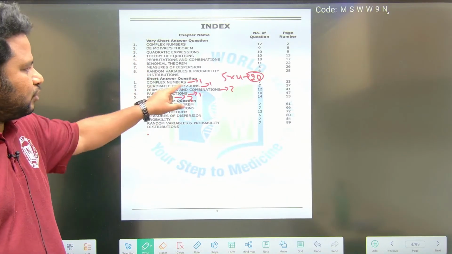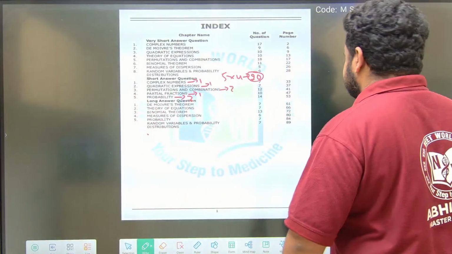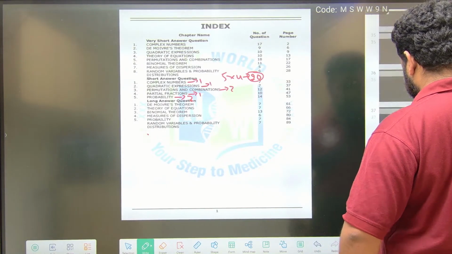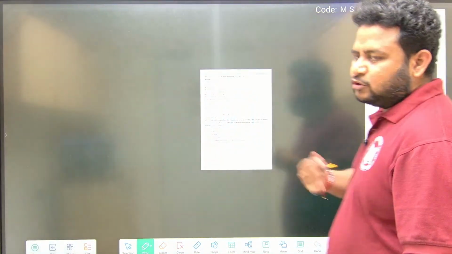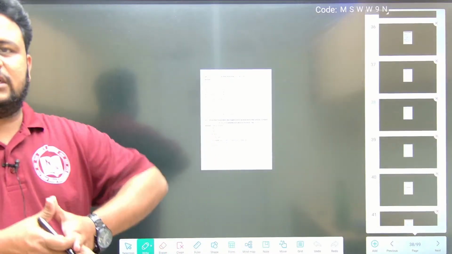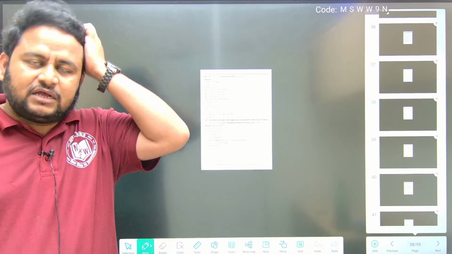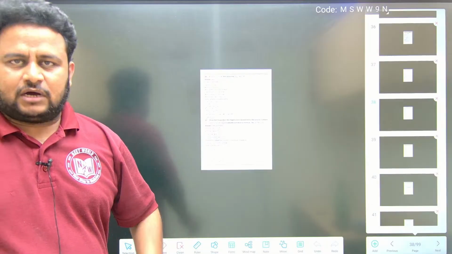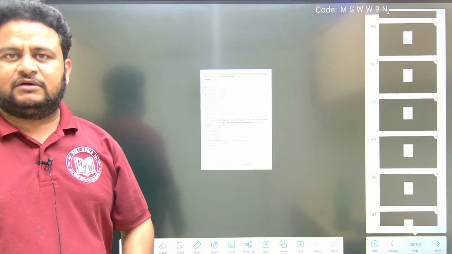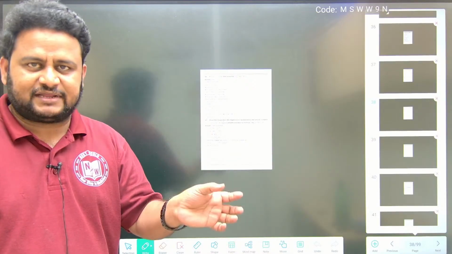Now see here, in quadratic expressions we have one SAQ. So let us start our discussion on quadratic expressions. Complex numbers is the continuation of quadratic expressions or quadratic equations, where you find the imaginary roots. Earlier in class 10 we used to write that no real root exists. For that we have imaginary roots, and that chapter itself is complex numbers, where we have a real part and also an imaginary part.